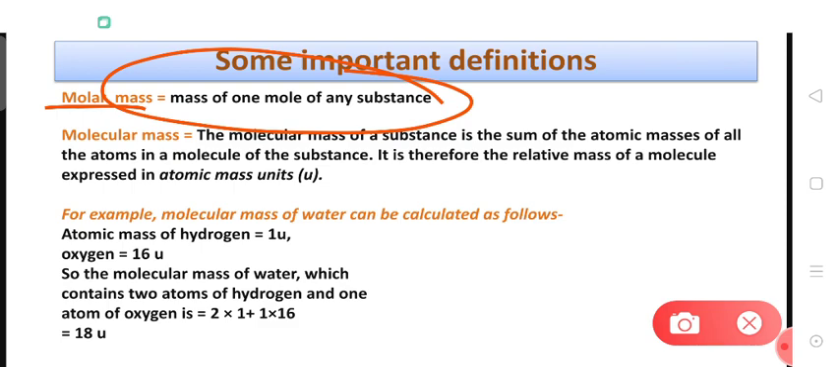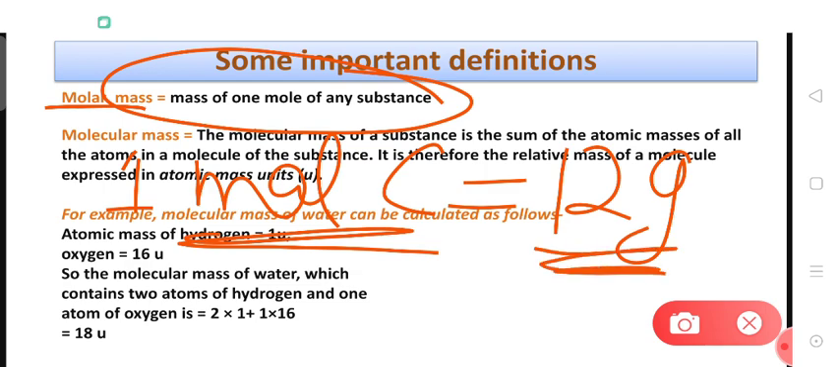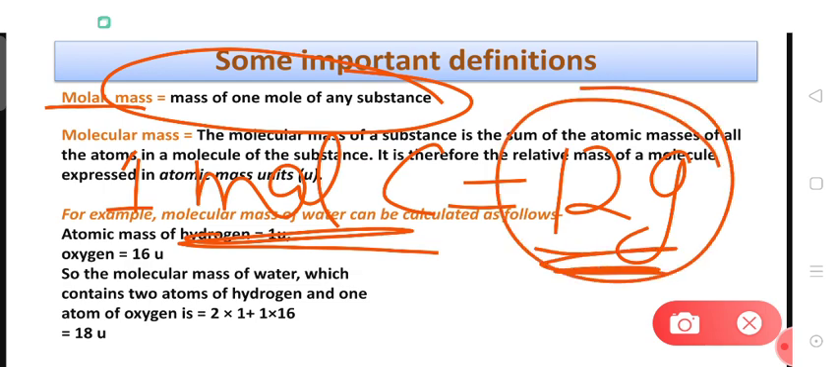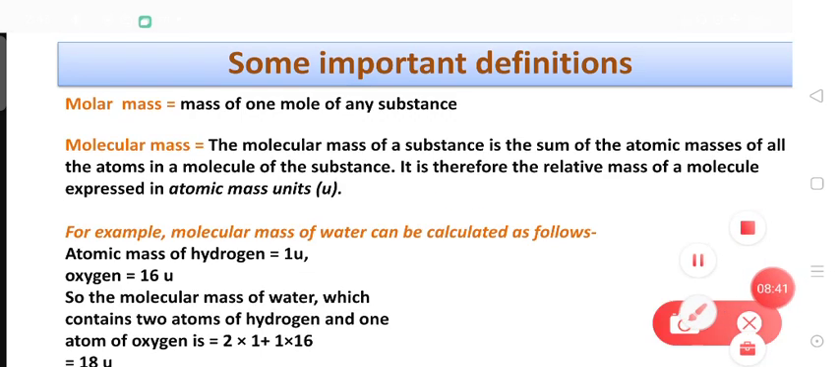For example, if we take 1 mole of carbon, its mass is 12 gram. So this 12 gram is the molar mass of carbon. So if we have 12 gram of carbon, that means we have 1 mole of carbon, or 1 molar mass of carbon, right?